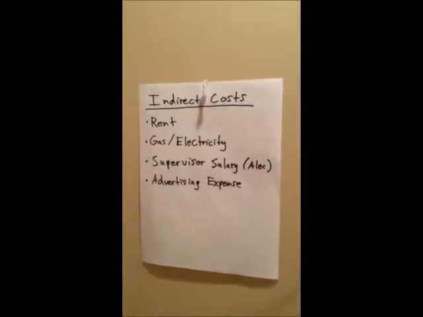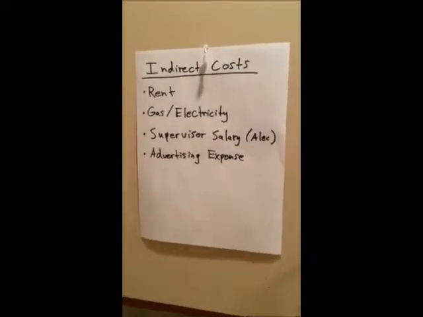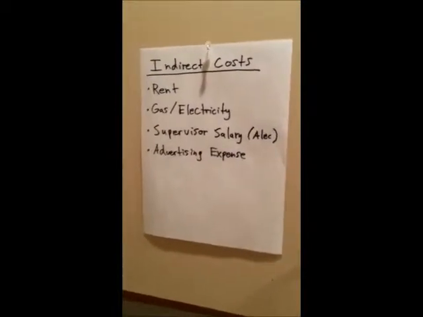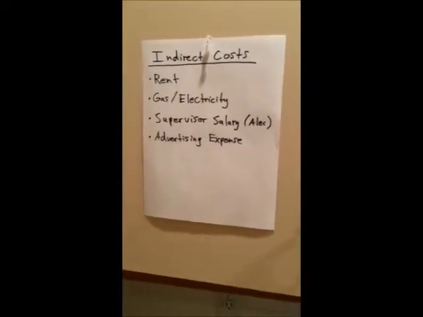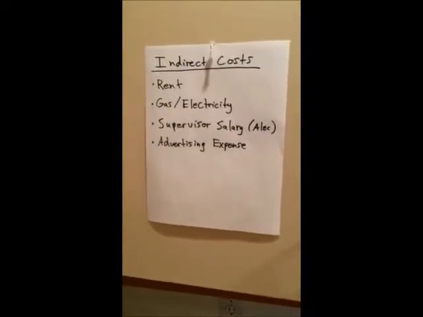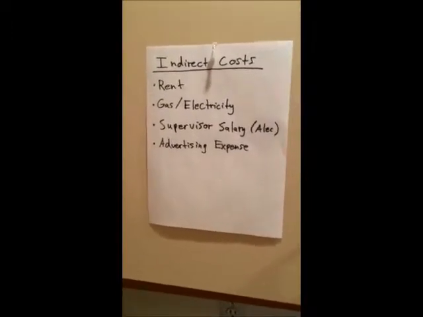Okay, so as you can see here with indirect costs, there's no prices written next to them because we still have to figure out how we're going to allocate them. And there's rent, gas, electricity, supervisor salary, and advertising expense. And so there would be a plant-wide overhead rate, and we would use one cost driver, direct labor hours most likely, to apply the overhead.